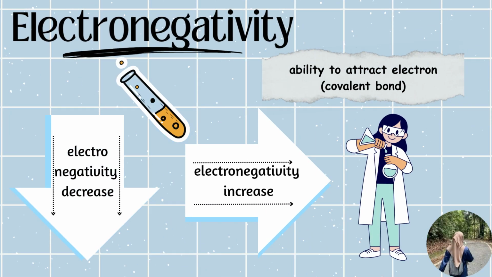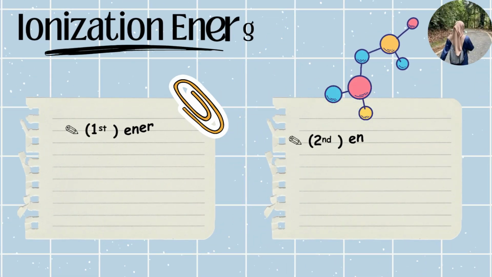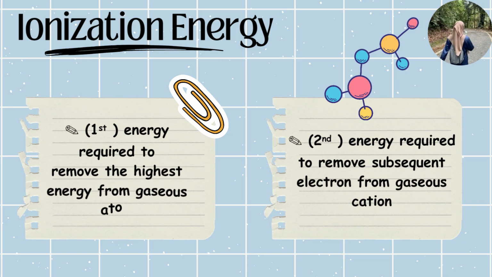Electronegativity is the ability of an atom to attract electrons in a covalent bond. It increases across a period due to higher nuclear charge and decreases down a group as atomic size increases and the attraction becomes weaker. Ionization energy is the energy required to remove an electron from a gaseous atom. The first ionization energy is the energy needed to remove the highest energy electron from a neutral gaseous atom, while the second ionization energy is the energy required to remove the next electron from a gaseous cation.